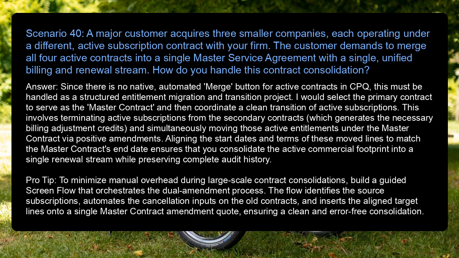Pro tip: to minimize manual overhead during large-scale contract consolidations, build a guided screen flow that orchestrates the dual amendment process. The flow identifies the source subscriptions, automates the cancellation inputs on the old contracts, and inserts the aligned target lines onto a single master contract amendment quote, ensuring a clean and error-free consolidation.